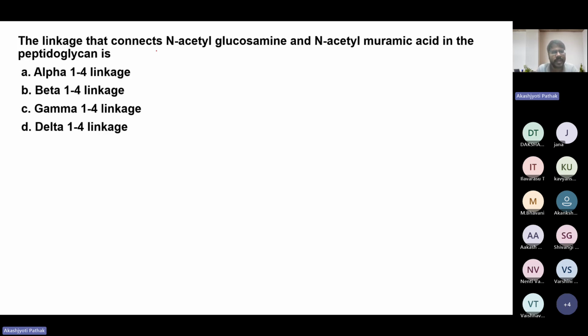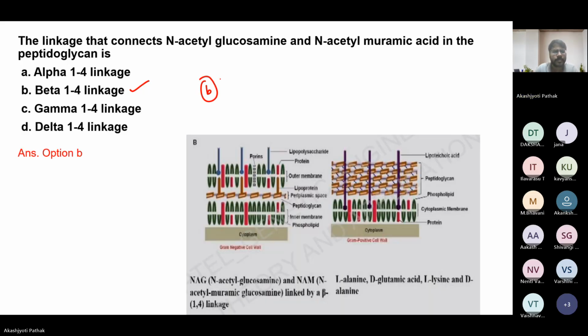Just now we discussed the linkage that connects N-acetyl glucosamine and N-acetyl muramic acid. Beta 1,4 linkage. Okay, the answer is option B. This is directly from the lecture slides. You can see here that N-acetyl glucosamine and N-acetyl muramic acid are linked by beta 1,4 linkage. We already discussed this figure, so let's move on now.